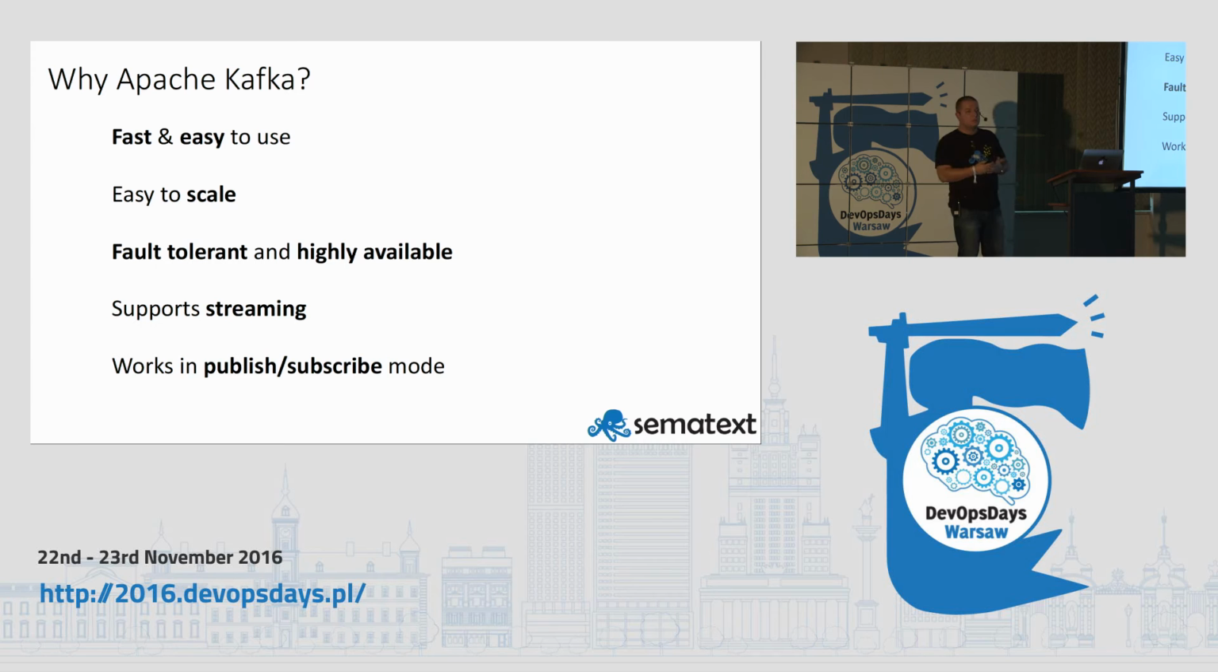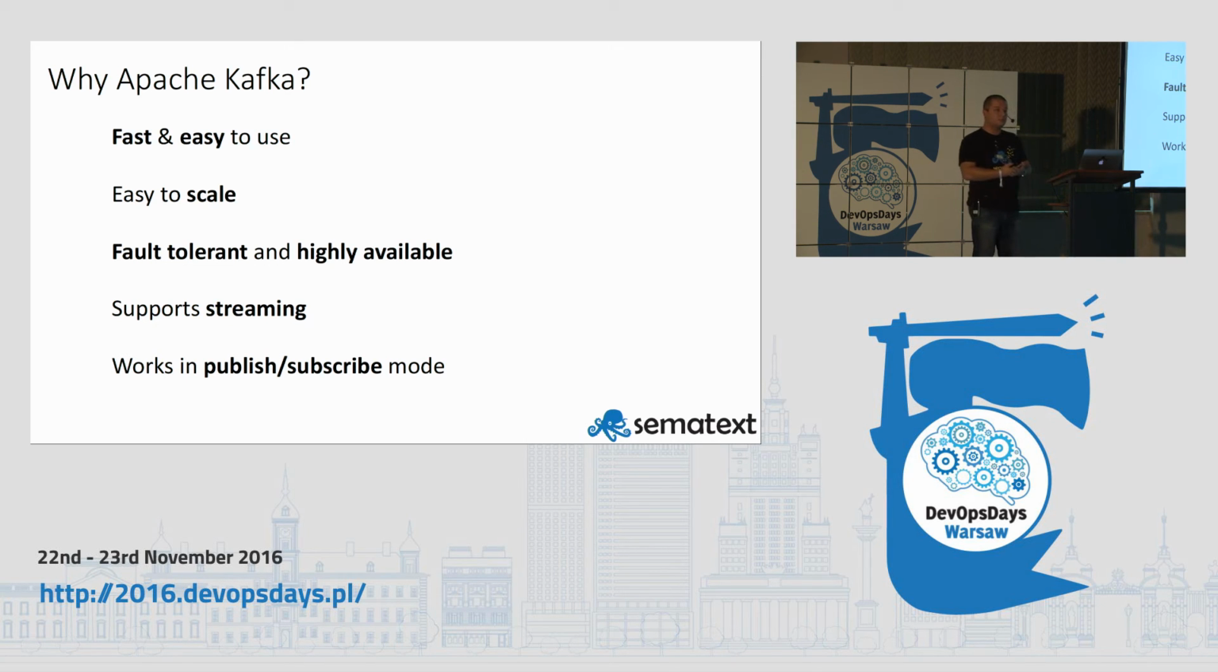Why Kafka? Because first of all, it is fast, very fast, and very easy to use. If you take Kafka out of the box, it will work very well without any kind of configuration adjustments. Of course, if you want to tune it, you can, but the out-of-the-box experience is very, very good. It is very easy to scale, it's fault-tolerant, highly available, battle-tested. Multiple organizations use it for handling their logs, and they are processing millions of events per second with even small Kafka clusters.